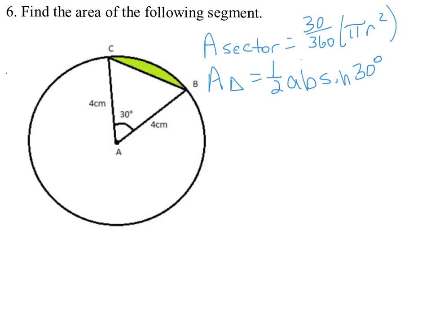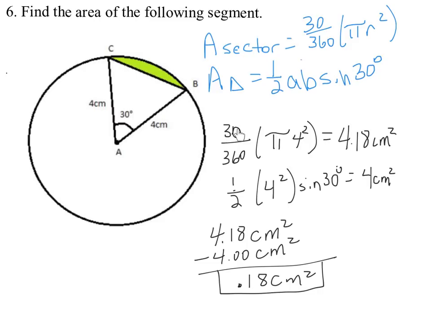Then we're going to find the area of the triangle that's formed right here by using this formula, 1/2 AB sine of 30. A and B are both 4 because we're using this radius as the sides of the triangle. So this side times this side, which is just 4 times 4, or 4 squared, times the sine of 30 degrees. And once we have those two measurements, we subtract the second measurement from the first, and that's going to give us the area of the segment.